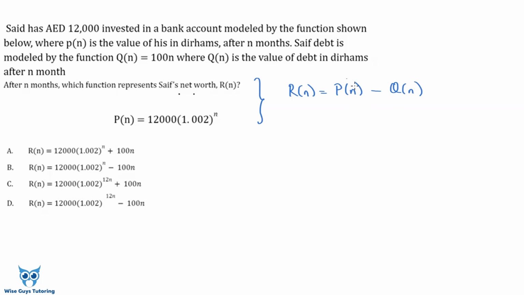This one is his income or his account, how much money he has. And this one is how much he has to pay. So R of n is just P of n, which is 12,000, they gave it to you there, times 1.002 to the power of n, minus 100n, which is the debt. So it's just going to be B.